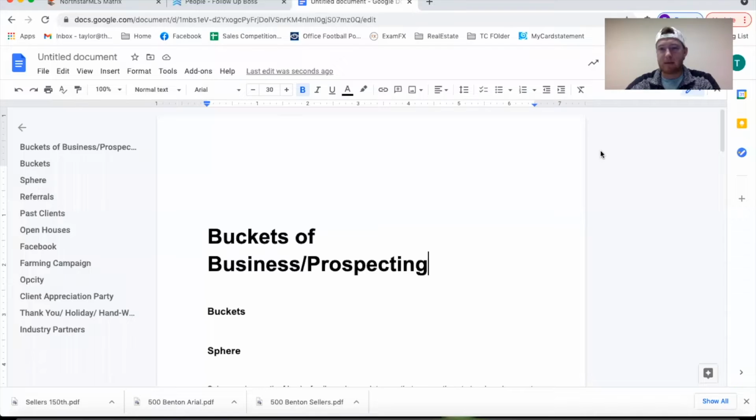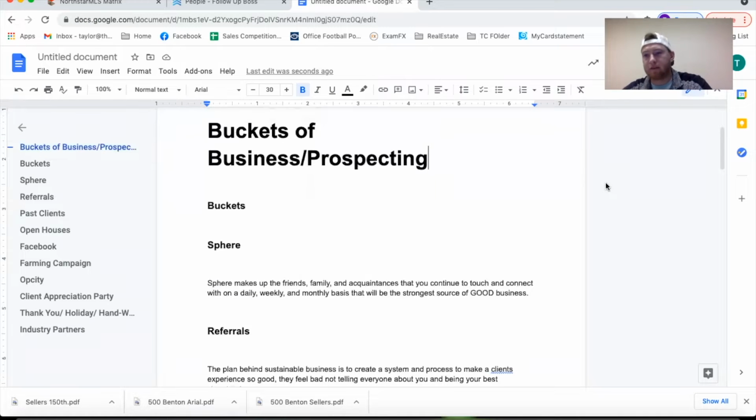I like to make mine very generic, just with finding out where my buckets of business are going to be. This could vary for anybody. Currently, I have about 3 or 4 buckets right now. Nothing too crazy, just mainly sphere, past clients, industry partners, and referrals.